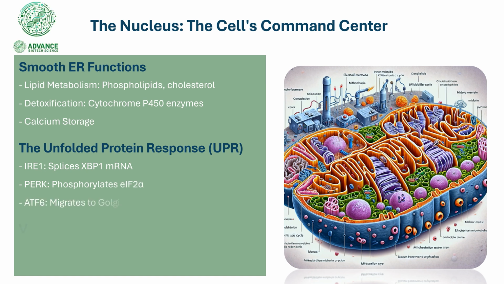Viral manipulation of the ER. Viruses manipulate the ER and UPR to their advantage. HCV and the UPR: Hepatitis C virus, HCV, activates the UPR but suppresses eIF2α phosphorylation to maintain viral protein synthesis. Dengue virus and ER remodeling. Dengue virus remodels the ER into replication vesicles.